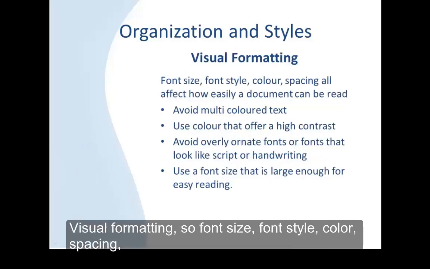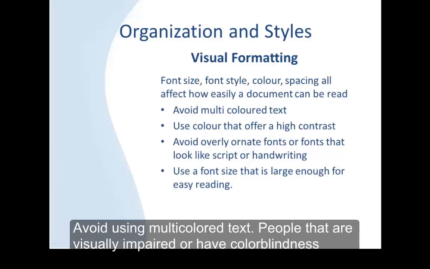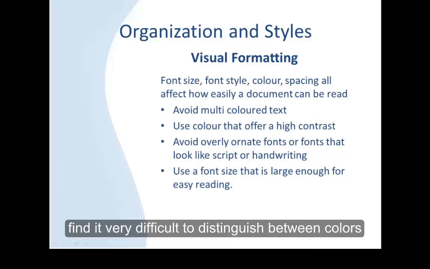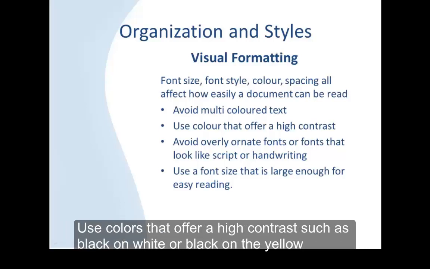Visual formatting, so font size, font style, color, spacing, will all affect how easily a document can be read. Here are some tips. Avoid using multicolored text. People that are visually impaired or have color blindness find it very difficult to distinguish between colors. Therefore, having a lot of different colors in your text is not very beneficial to them. Use colors that offer a high contrast, such as black on white or black on yellow.